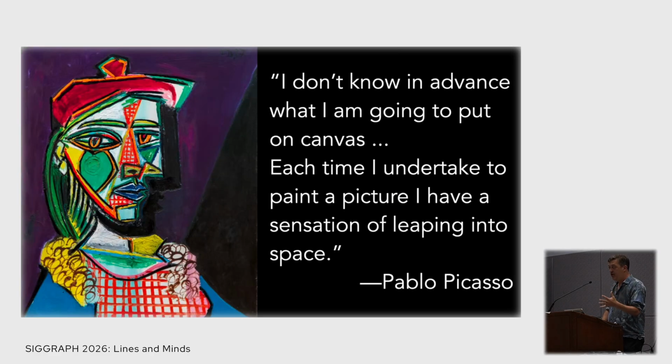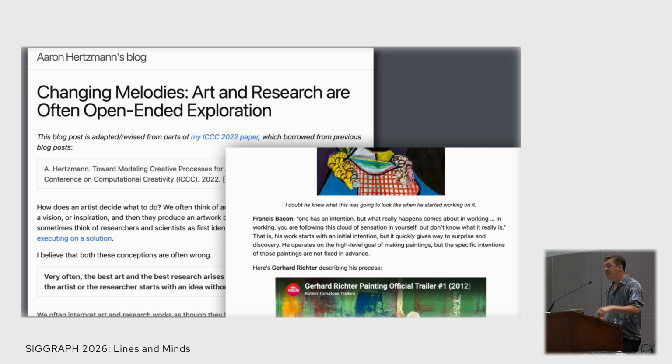And the more I've read works from artists and other creative people, the more I see them all describe creativity this way. Picasso said, I don't know in advance what I'm going to put on canvas. Each time I undertake to paint a picture, I have a sensation of leaping into space. And I just can't imagine that he knew this painting was going to look like that when he started out. It's kind of an improvisation. In fact, I've found so many different examples of this in different artists, musicians, writers, mathematicians, that I collected a bunch of examples of them on this webpage.